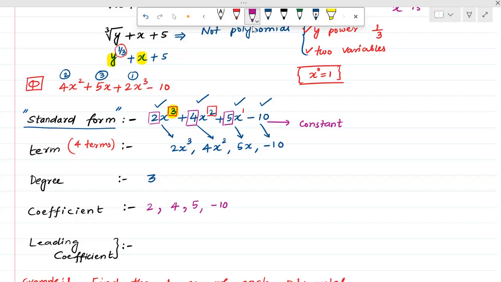Clear? So whenever a term is given, you will have the x. Whenever a coefficient is given without x, that's it. This is the only difference between them. Now what do you mean by leading coefficient? The leading coefficient is nothing but the coefficient of the highest power of x. The highest power coefficient, we call it the leading coefficient. This is the 2. That's it.